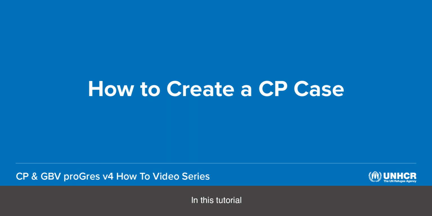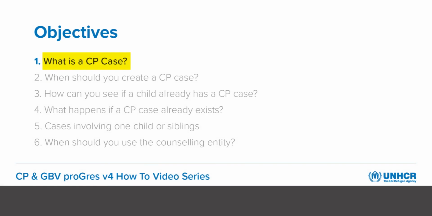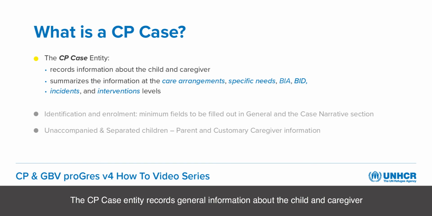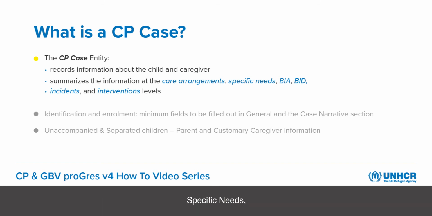In this tutorial, we will go through how to create a child protection case in the proGres v4 child protection module. The CP case entity records general information about the child and caregiver and summarizes the information held at the level of the care arrangements, specific needs, best interest assessment, best interest determination, incidents, and interventions.